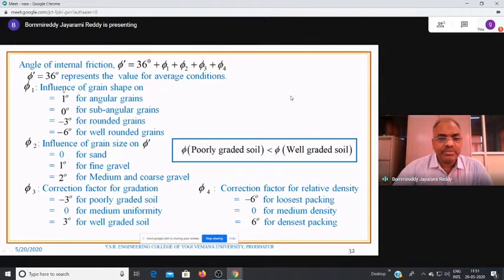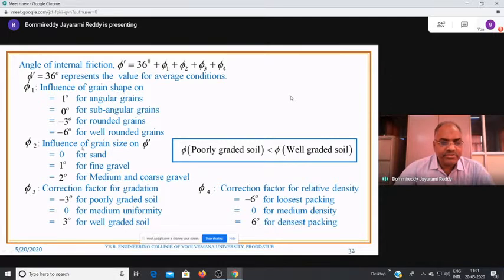Now let us see what the various parameters are. Phi dash equal to 36 represents an average condition of the cohesionless soil, and phi 1 is because of the grain shape. This factor influences the shape of the grain, and for angular grains it will be 1, that means 36 plus 1, 37, and subangular 0, 36 plus 0, and for rounded it is minus 3, that means 36 minus 3. For well rounded it is minus 6. Like that, it is influencing the shape of the grain.